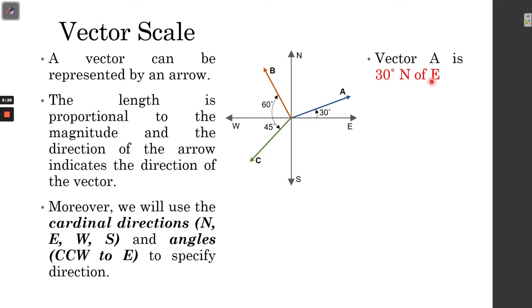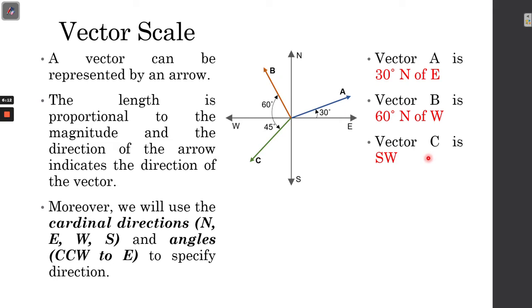How about vector B? Vector B, this time it's going towards the left. So it's in the west line and it's going up north. So it's north of west, meaning it's going north from west. And then the angle is from the west line up to the vector. So it is 60 degrees from the west line to vector B. How about if it's going down south?